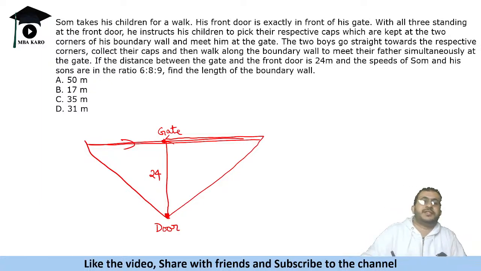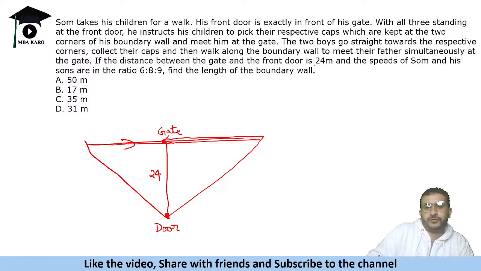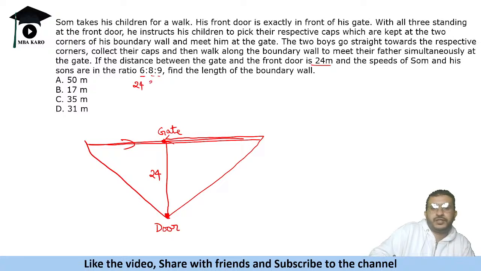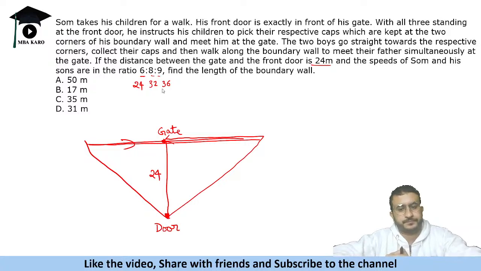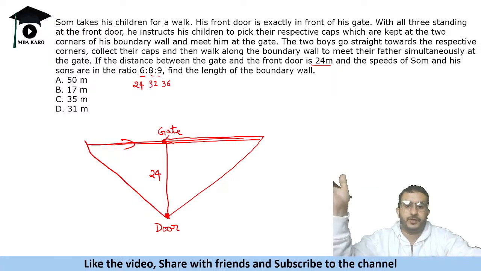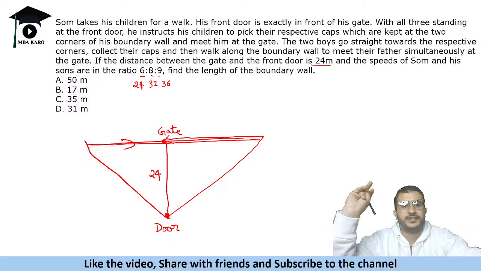So it says the distance between the gate and the front door is 24 meter and the speeds of Som and his sons are in the ratio 6 ratio 8 ratio 9. So इसकी स्पीड 6 है, इसका डिस्टेंस 24 होगा, इसका डिस्टेंस 32 होगा, इसका डिस्टेंस 36 होगा. Now one very good thing which will work here is knowing the Pythagorean triples. ठीक है, पाइथागोरन ट्रिपल्स होंगे तो you can easily do it.